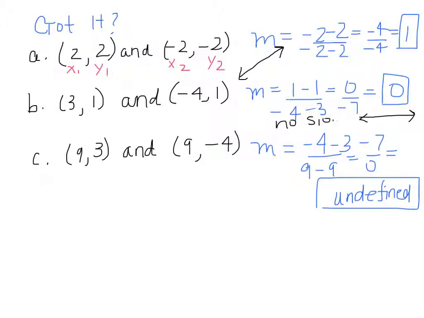And then the last one came out to be where 0 was in the denominator. And we know that we cannot divide by 0. That's undefined. So that means that this graph would be a vertical line. So all vertical lines have an undefined slope.